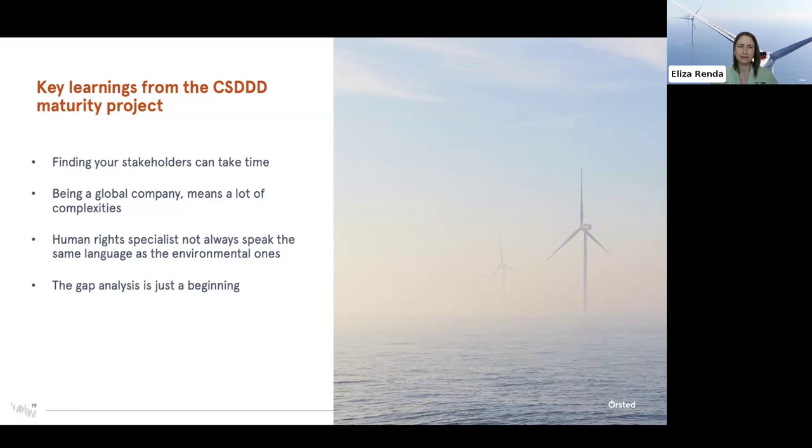Another thing that I've reflected a lot about was that human rights specialists do not always speak the same language as the environmental ones. As you look at the CSDDD directive, it has the language of the UNGPs and the OECD guidelines. And of course, that means that sometimes that doesn't really relate to what our colleagues in the environmental space are doing. So what took me a long time was actually to understand how they work and how I can accommodate for that without using the unnecessary human rights jargon that I speak.